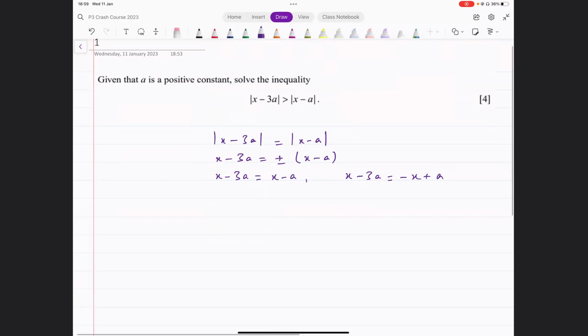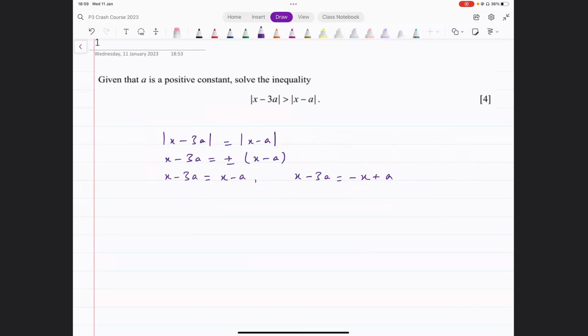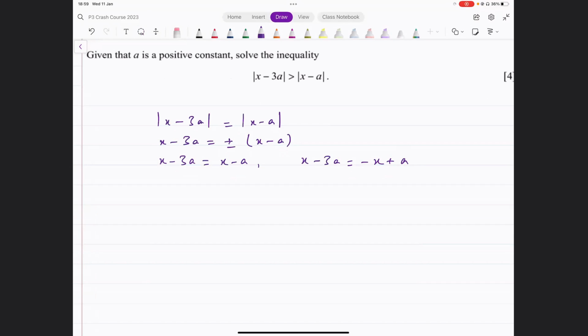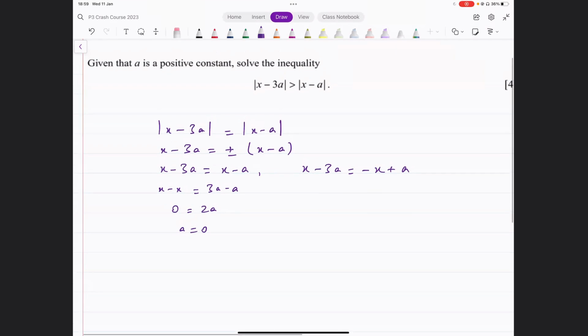Let's solve these two equations and see what we get from this. So from the first equation, what do we get? Everything just gets cancelled. x and x get cancelled, right? So we have x minus x, that equals 3a minus a, and that's 0 equals 2a. From this, you get a equal to 0, which is not possible because it says in the question that a is a positive constant, so a cannot be 0. So from this first equation, we're actually not getting anything.